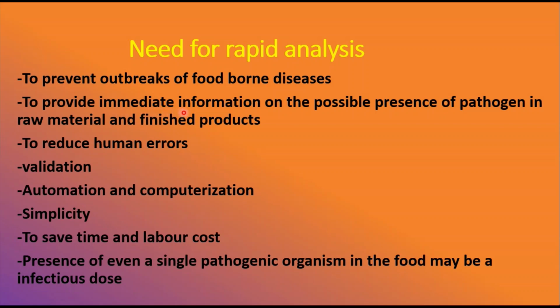Number two, to provide immediate information on the possible presence of pathogens in raw and finished products. Once you give the immediate cause of that particular foodborne disease and detect the pathogen, the doctor or medical person can immediately prescribe the medicine for that pathogen. Then it reduces the human errors that occur in the conventional methods. Validation is more, there is automation and computerization, simplicity in handling, and savings in time and labor cost.